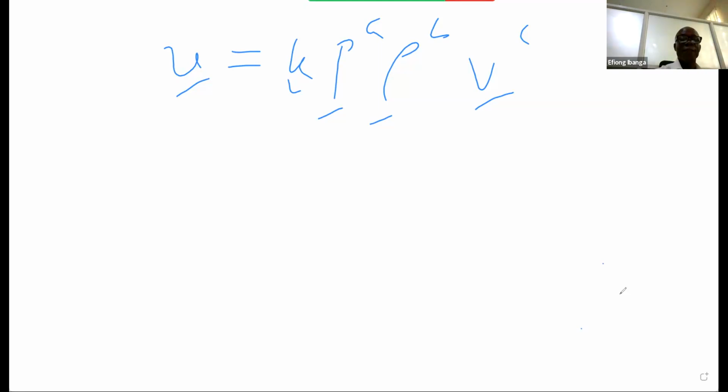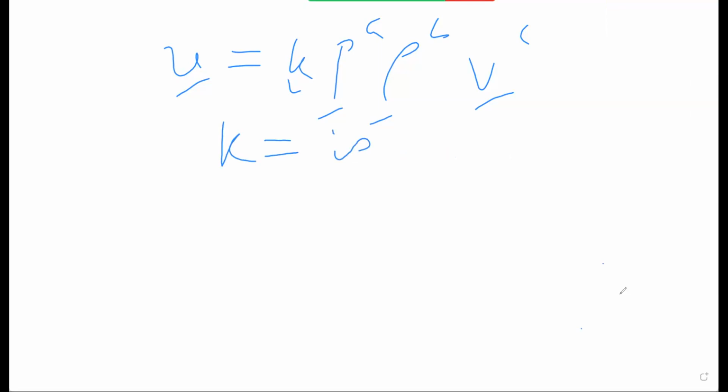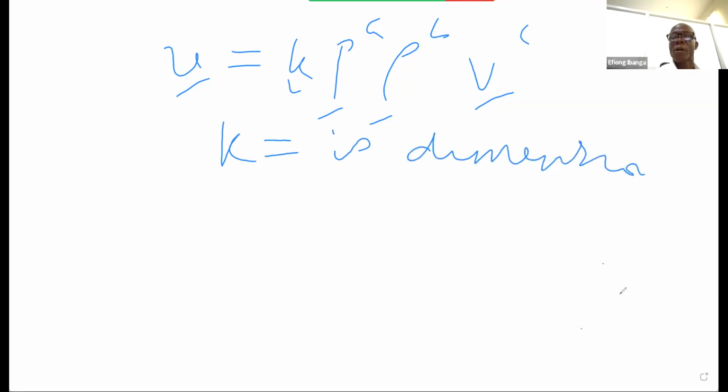So now you know that K is dimensionless. Let me write there: K is dimensionless. That is, it does not have any units or any dimension. It means that we cannot determine K by dimensional analysis. That's what it tells us.